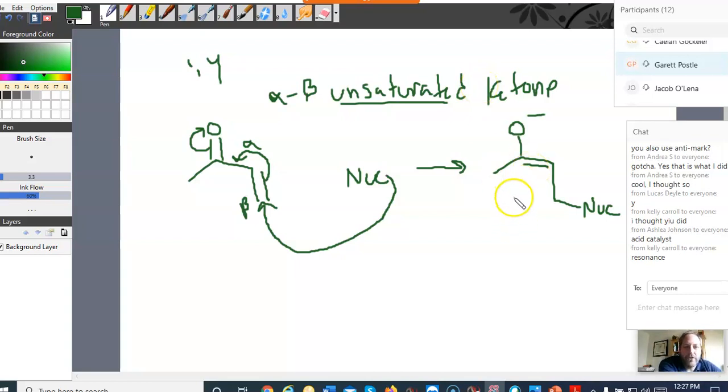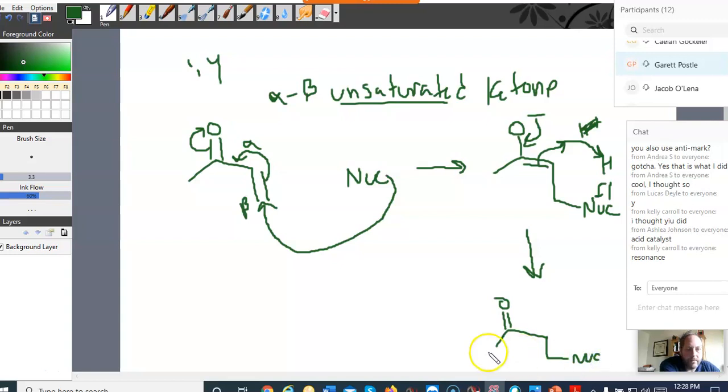All right, so there you go. So that's kind of the intermediate. And then what eventually happens is these electrons pop down, and then these will grab a hydrogen from somewhere. And I'll show you where. It's usually attached onto our nucleophile. So let's actually do that. This will grab the hydrogen off of our nucleophile, and you eventually form that compound.